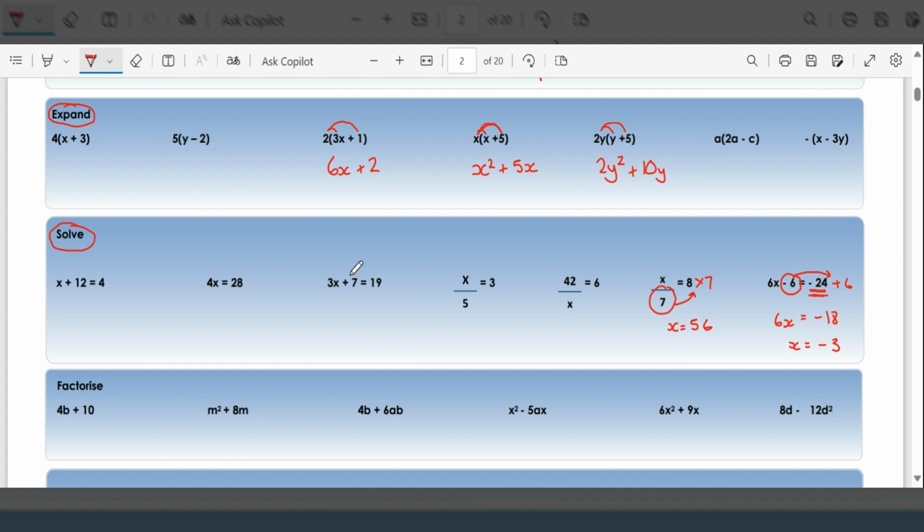And then back to this one. The add becomes a minus. 3x equals the answer to that. So x equals 12 divided by 3, and in this case, that's 4.